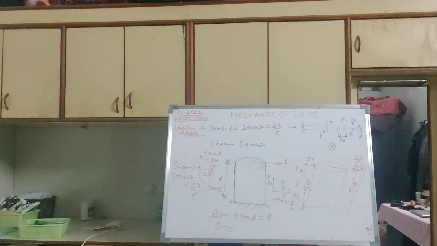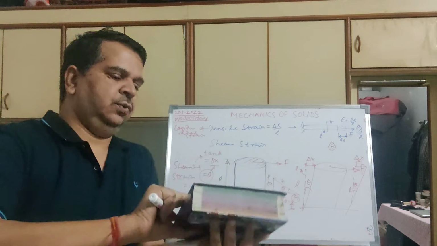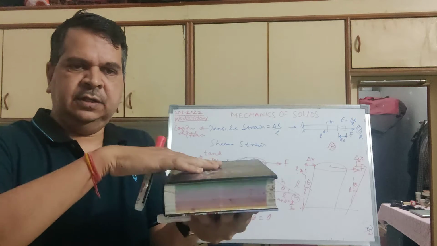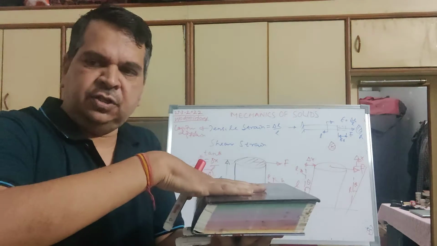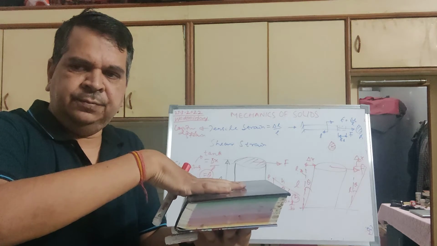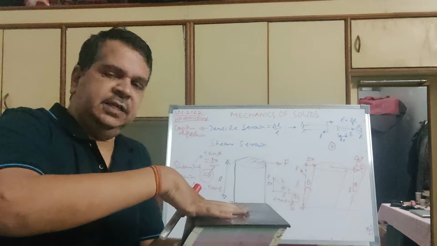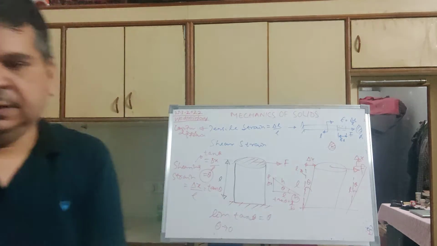So you are applying the force. How are you applying it? You are just holding it, fixing it, and then you are applying the force on the surface of the line. That's why it is called shear. When you apply a force parallel to the surface, that is called shear. So here it is getting sheared, right?